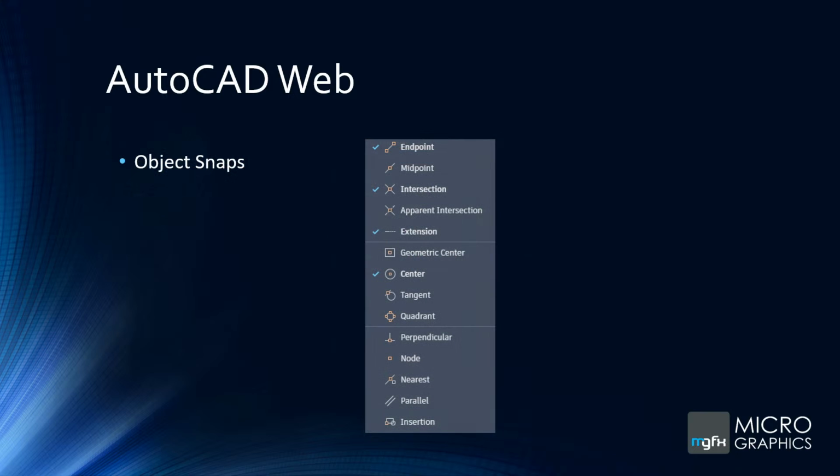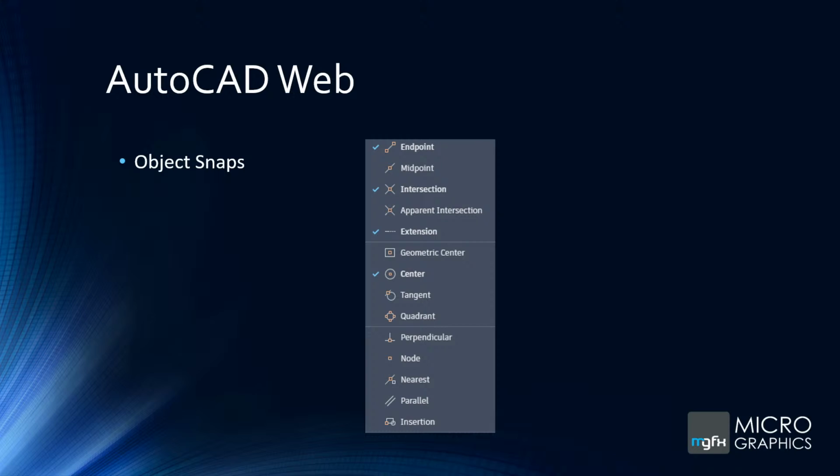And I think this is probably one of the most important things: your object snaps. You can see there they've got it all: endpoint, midpoint, intersection, apparent intersection, extension, geometric center, center, tangent, quadrant, perpendicular, node, nearest, parallel, and insertion point, with your blocks. Object snaps, very, very important.